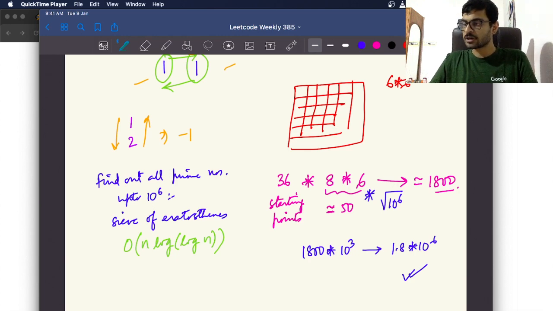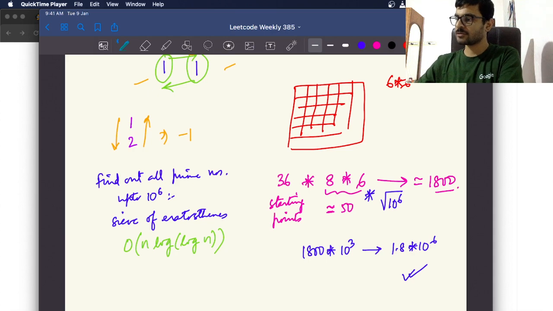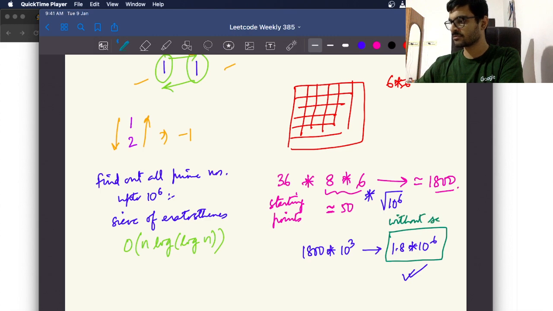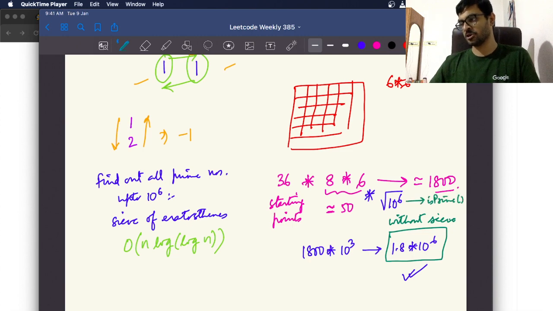So it will be 10 to the power 6 into log 10 to the power 6. Do you need it over here? No. If you find it individually, you get this. So this is without sieve. So what are we doing here? This is basically our is prime. We are checking whether it's prime or not.